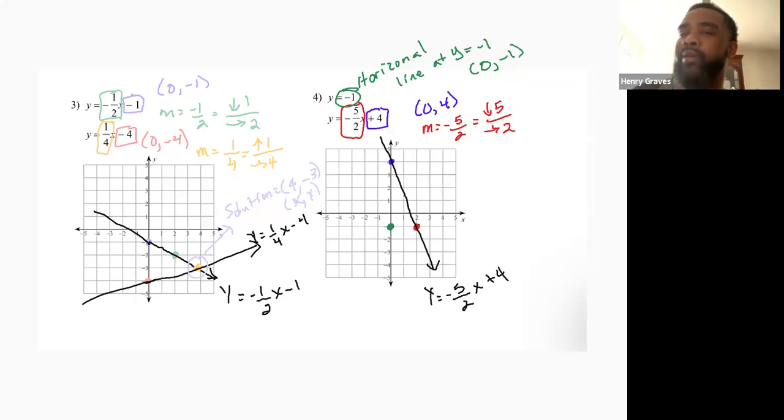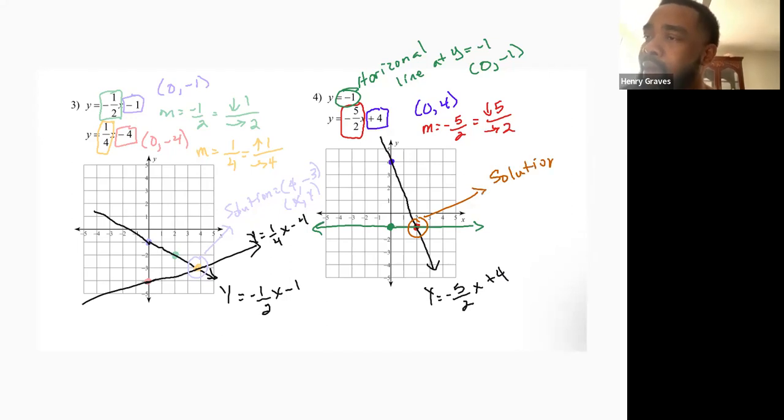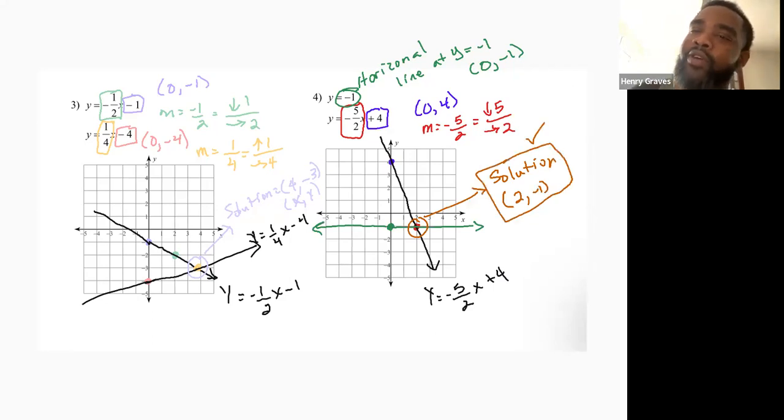I like these better because you can see the answer very easily. Right here is my solution. And in this case, my solution is 2, -1. I'm done. It's my fault. I am not doing a good job of circling my answers. There we go.